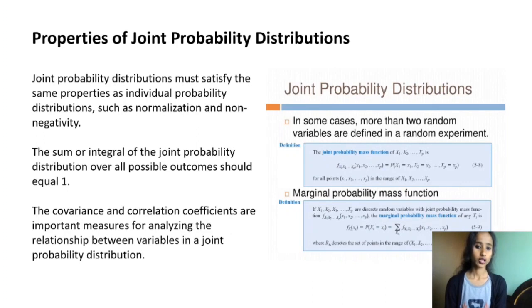Properties of joint probability distributions. Joint probability distributions must satisfy the same properties as individual probability distributions, such as normalization and non-negativity. The sum or integral of the joint probability distribution over all possible outcomes should be equal to 1. The covariance and correlation coefficients are important measures for analyzing the relationship between variables in a joint probability distribution.